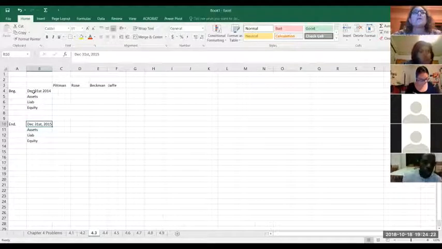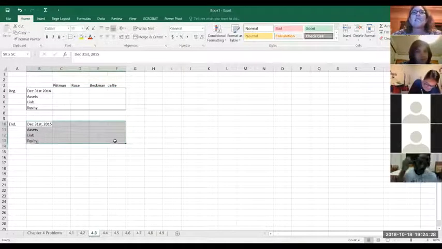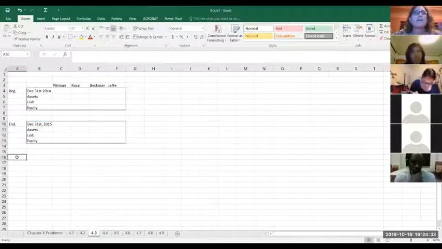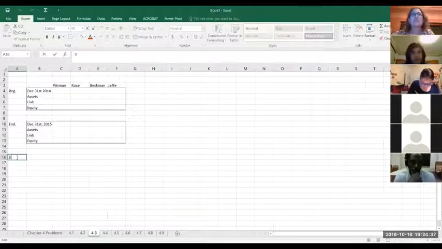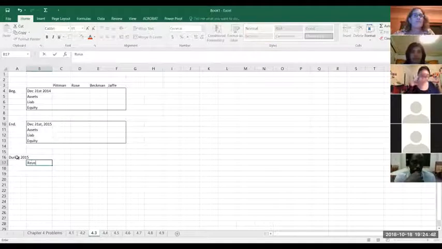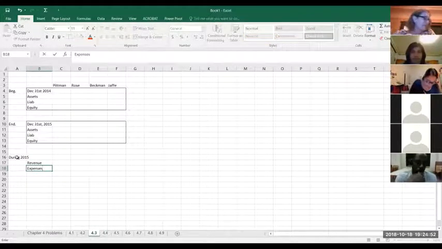So this is December 31st. This is the snapshot of their balance sheet. The next year, here's the snapshot of their balance sheet. And then the question is, what changed from year to year? It's what happened during the year. During 2015, what happened? What they're going to give you is revenue, P&L, and expenses.